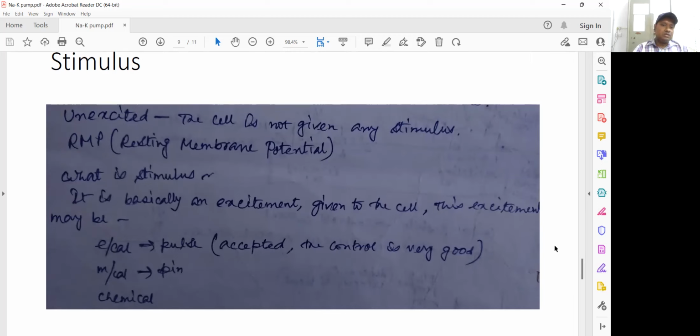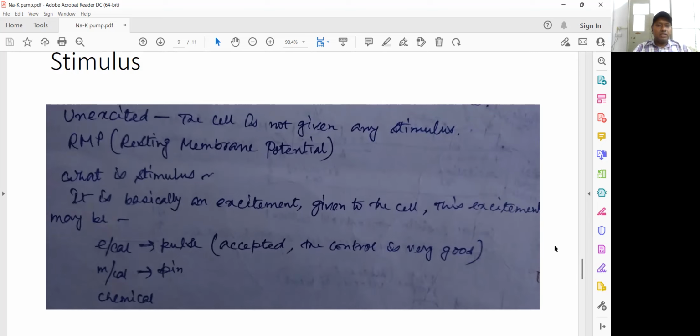So this is called a stimulus, and the stimulus may be of three types. The electrical one is the pulse. It is widely accepted because the control is very good, that means up to how much time or how severe an excitation you can provide. The mechanical one and the chemical one are not so accepted due to the application control, which is not so accurate.